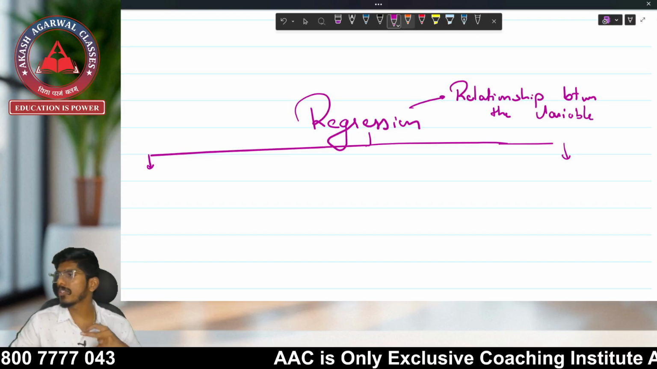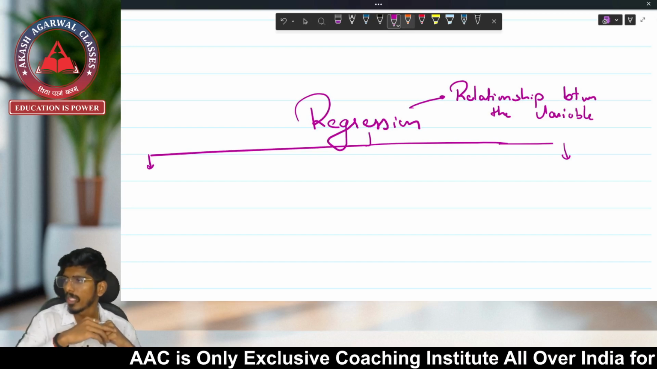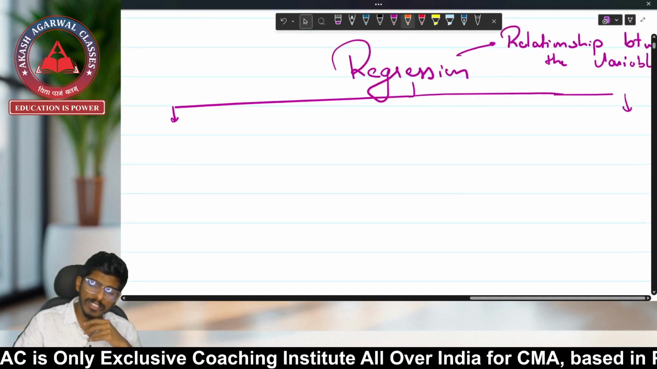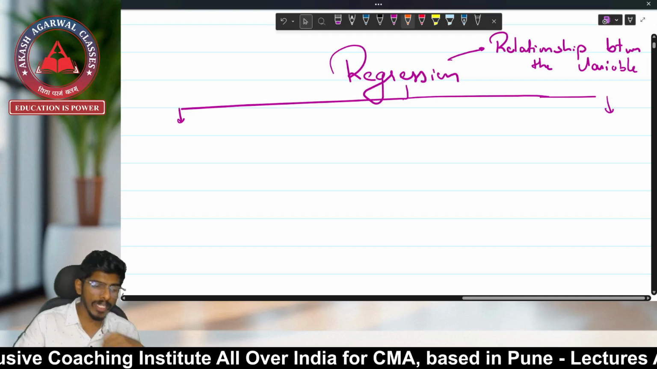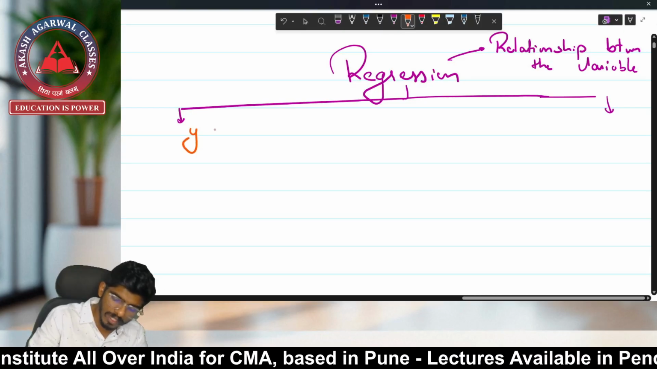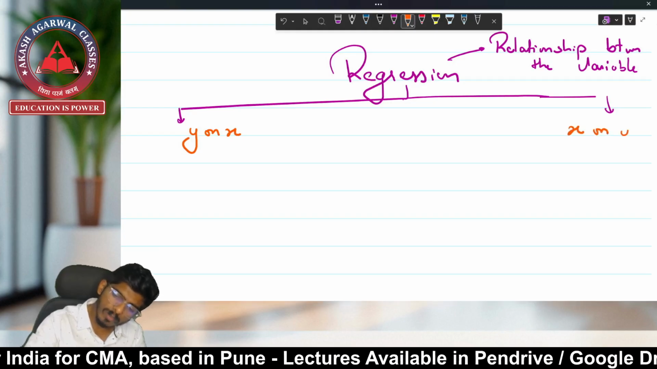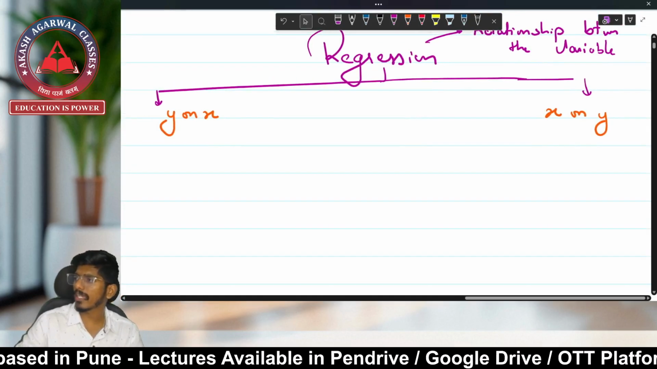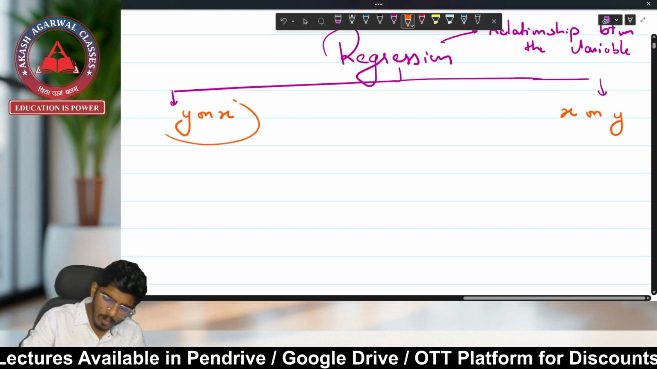And now, when we study the relationship between variables, there are going to be two variables, x and y. So when we study the two variables, x and y, we are going to study their equation. So when I talk about the equation, your first equation is going to be y on x, and the next equation is going to be x on y.